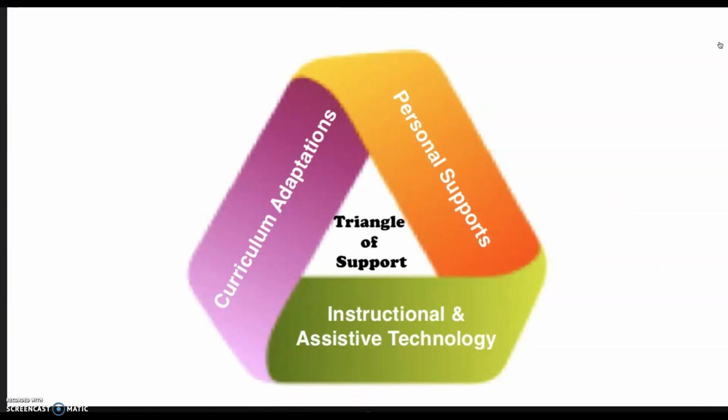So now we're going to look at the triangle of support. Here we have assistive technology, instructional and assistive technology, that's actually the base of this triangle, one whole part of the three. But it also encompasses the curriculum adaptations and the personal supports. So for curriculum adaptations, I mentioned like before, there are ways that we can adapt curriculum through assistive technologies. The text-to-speech, speech-to-text, other various ways to adapt the curriculum.